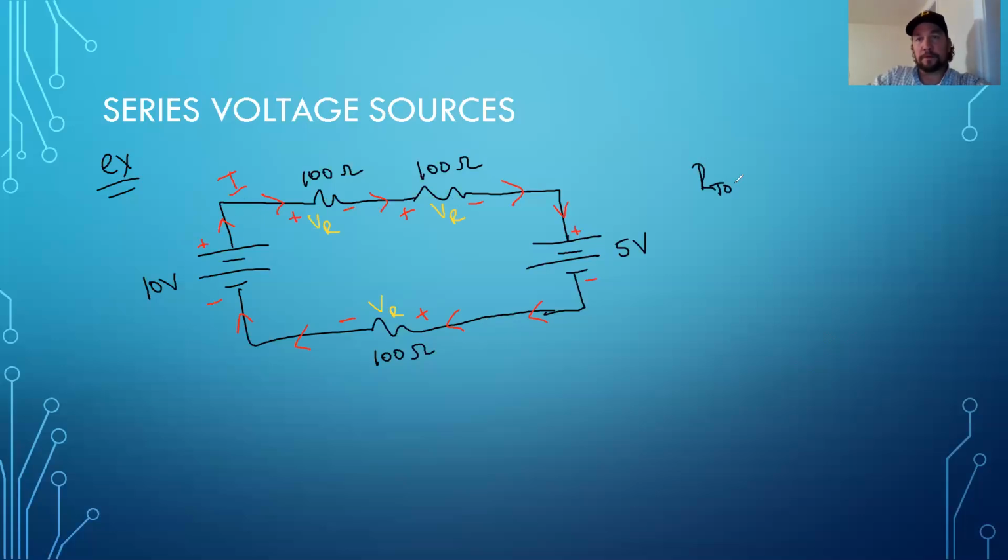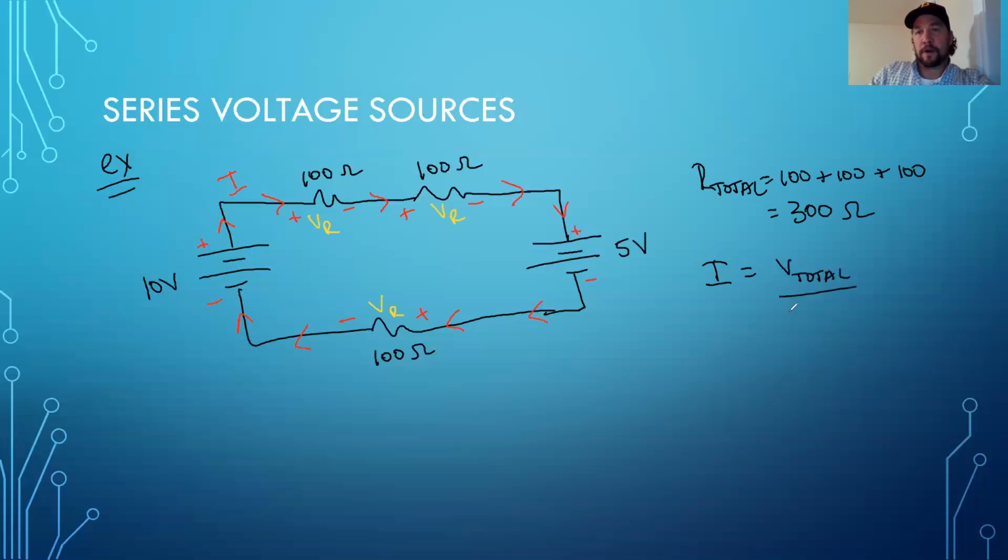R total is equal to 100 plus 100 plus 100 because we have 3 resistors that are all 100 ohms. So my R total is 300 ohms. Then we go to find I, and that's V total over R total.